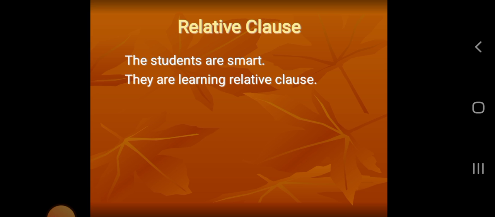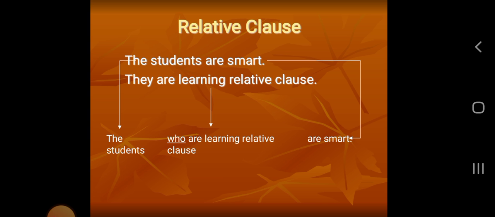The students are smart. They are learning relative clause. Okay, join it. The students are the subjects who are learning. Relative clause are the smart. You see, smart comes to the end of the sentence. Then defining relative clause comes where? Comes in the middle. Yes, you see. The students who are learning relative clause are smart.